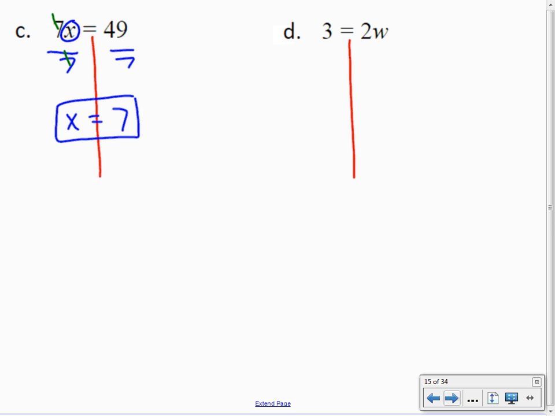Okay, same thing with d. W's on the right side, no problem with that. It's being multiplied by 2, so we need to do the inverse, which is division. The 2's on the right side cancel, leaving us with 3 halves equal to W.